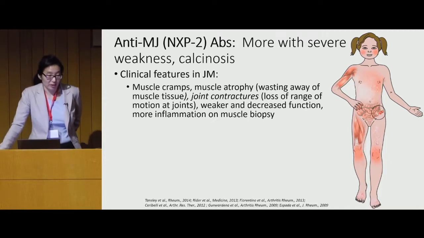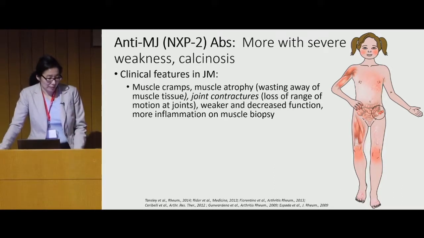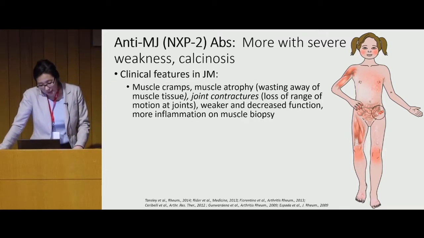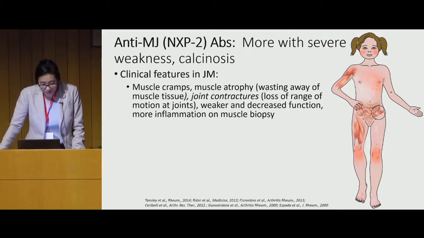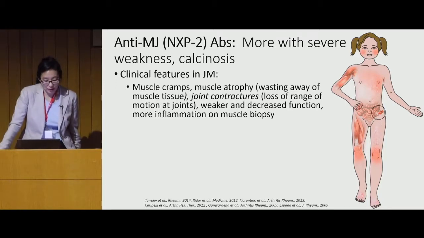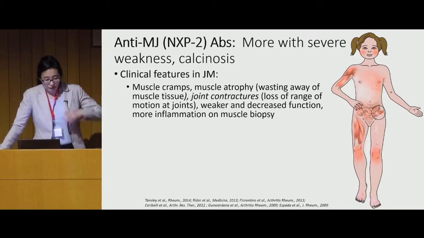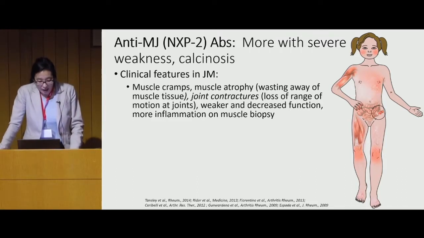So as far as the clinical features that you would see with this antibody in juvenile myositis, they tend to have more muscle cramps. So a lot of times with juvenile myositis, they may have weakness, but not associated with any pain. But with this antibody type, there's more likely to be a muscle pain associated. Muscle atrophy, which is a wasting away of the muscle tissue. Joint contractures, where there's a loss of range of motion at the joints, where it gets kind of stuck and you're not able to fully flex or extend.